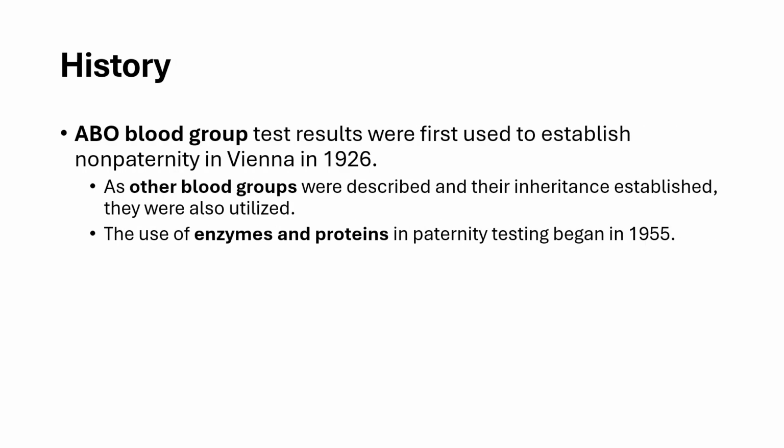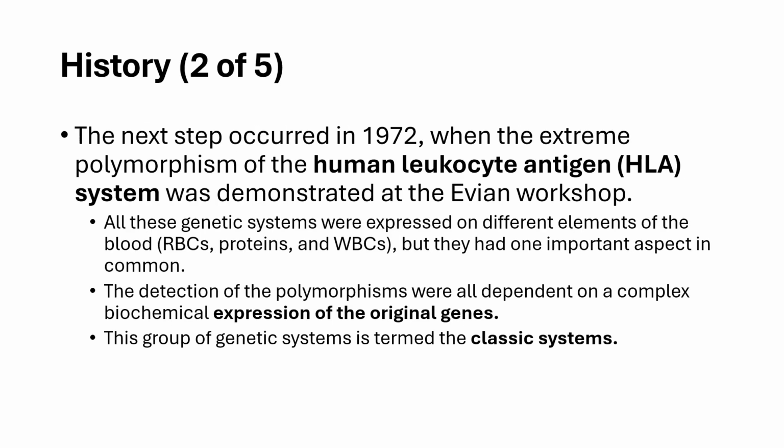So the history of parentage testing. The ABO blood group test was first used to exclude non-paternity in Vienna back in 1926. Other blood groups and inheritance patterns were later applied. And then enzymes and proteins started to be used for paternity testing around 1955.